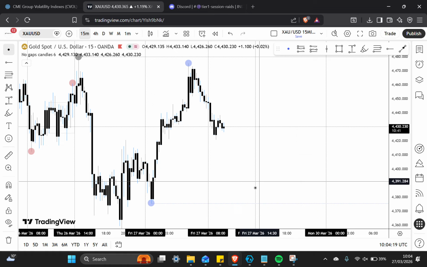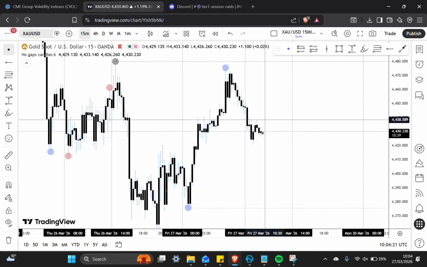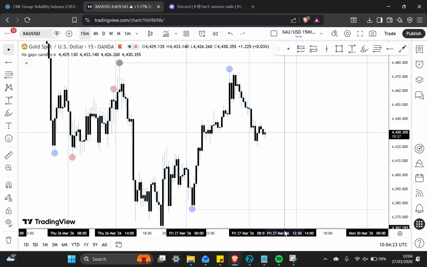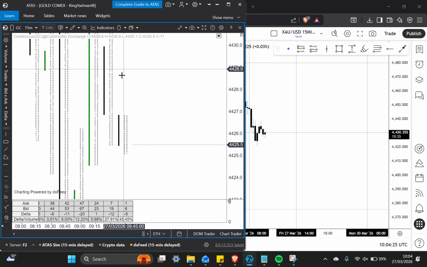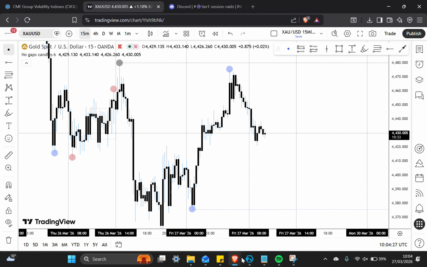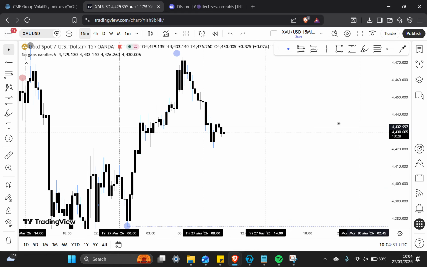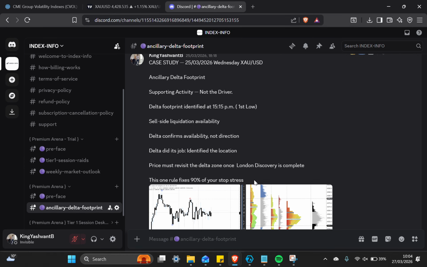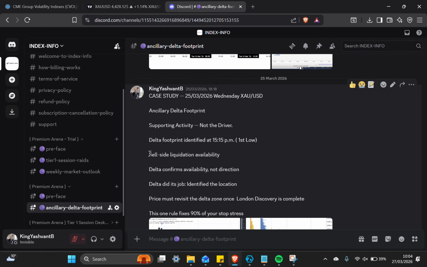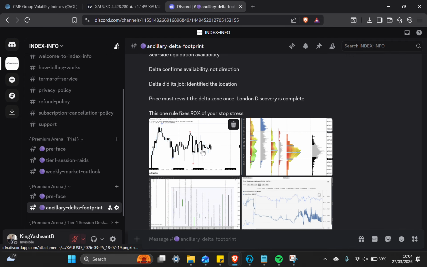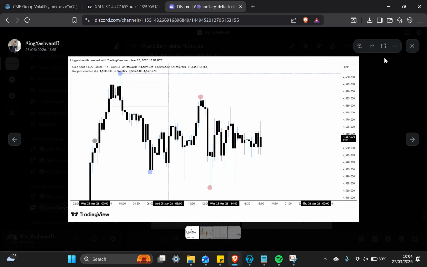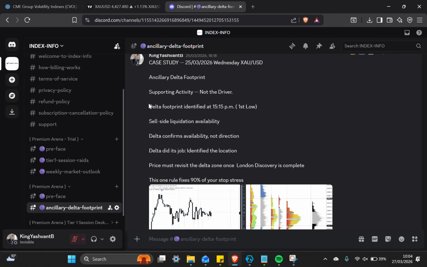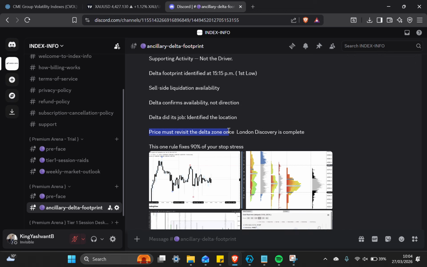Makes sense? You have to really understand buy side liquidity, sell side liquidity, and the delta location marker, based off the footprint charts, based off the overall gold futures exchange centralized book, rather than just a random candle. And if I show you some of the case studies as posted on a daily basis, it's over here. Sell side liquidity available, and I'll tell you exactly which candle to look at. Delta footprint identified, 1515 first low, boom, price must revisit the delta zone.